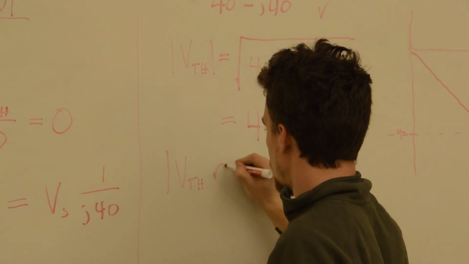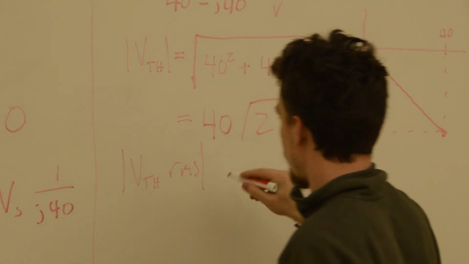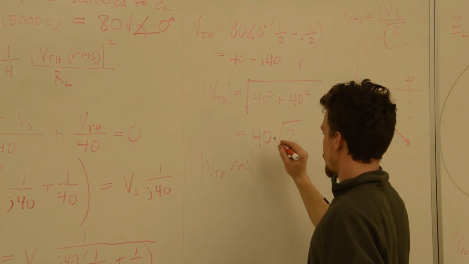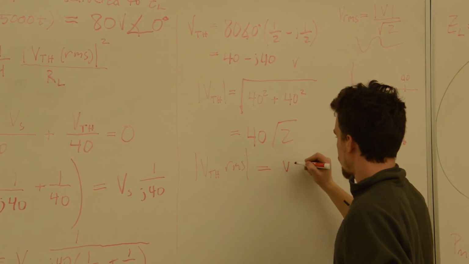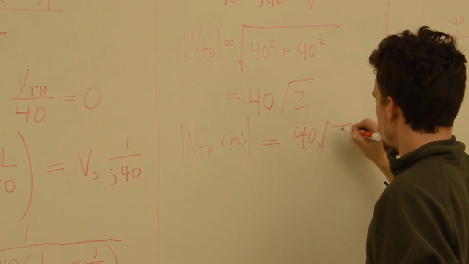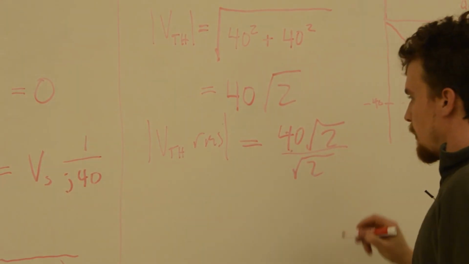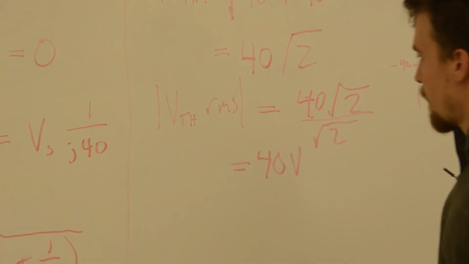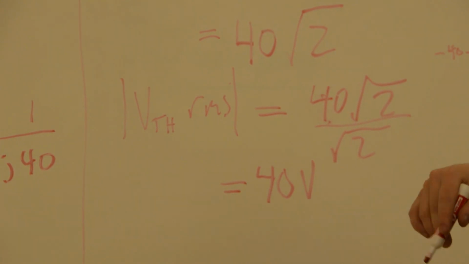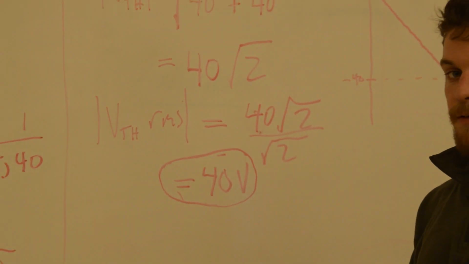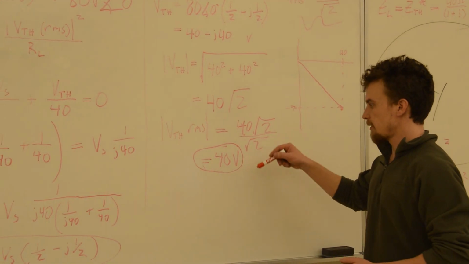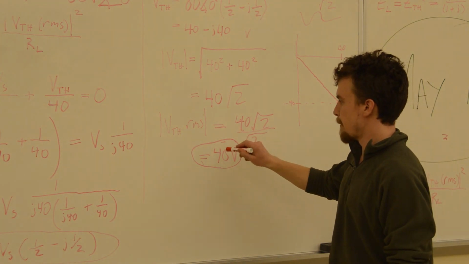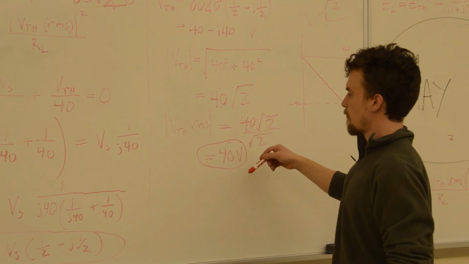And now for our RMS value, we'll get V Thevenin RMS. We know from this little formula that it's equal to the magnitude divided by the square root of 2. So if we divide this by the square root of 2, 40 times the root of 2 divided by the root of 2 is equal to 40. So that is our RMS value of our Thevenin voltage. Now that we have a value for V Thevenin RMS, we can plug that into our equation for power.